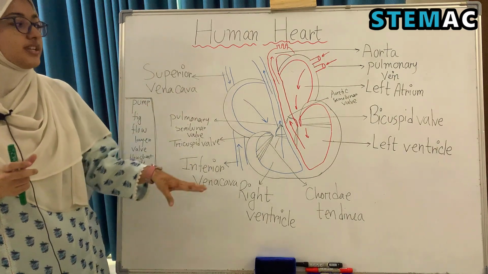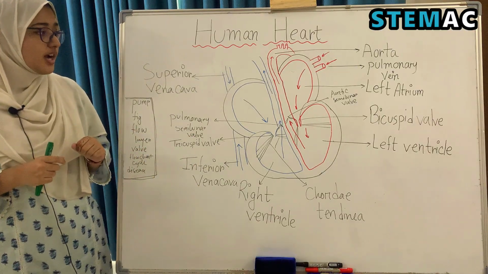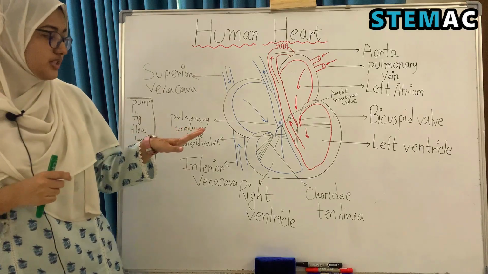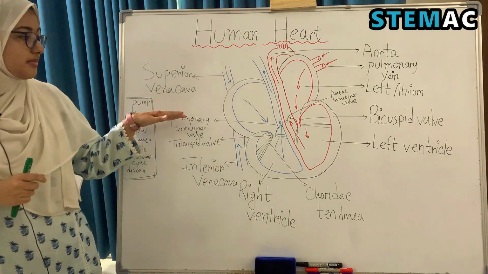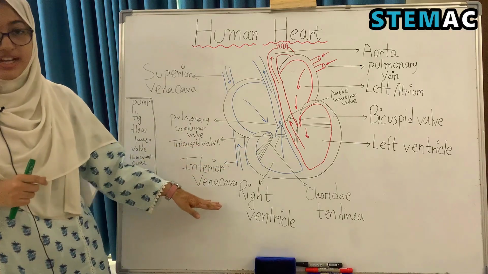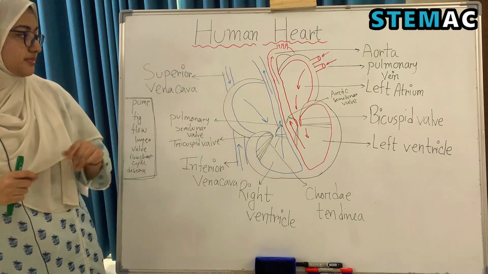Here we have included a figure of the heart. The heart has 4 chambers. Those are the left atrium, right atrium, left ventricle and right ventricle. Now we will analyze this figure a little bit.